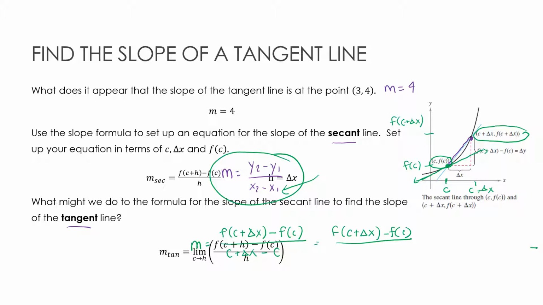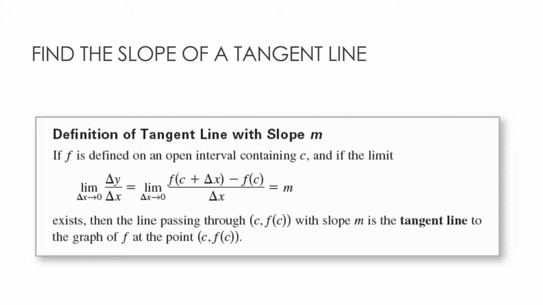And the denominator, c's, will cancel out. So this is how it might look if I plugged all of those things in. So now we can see, based on what we just did, we've actually come up with part of the definition of a tangent line with slope m. Let's take a look at this function.